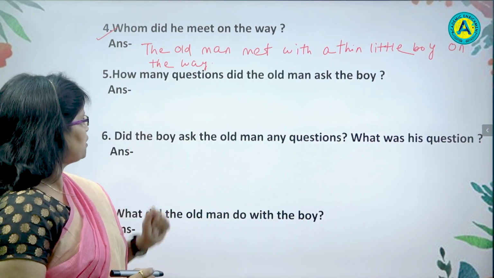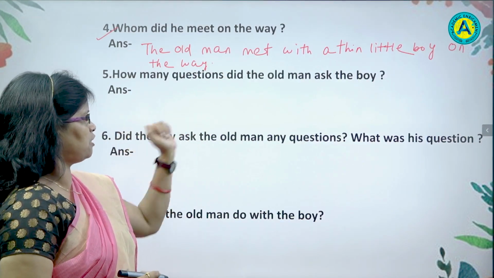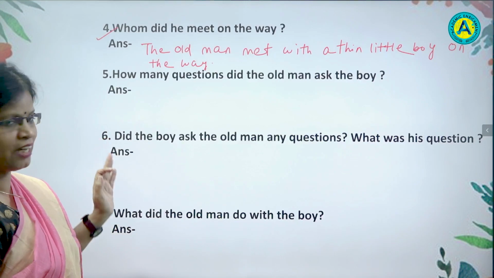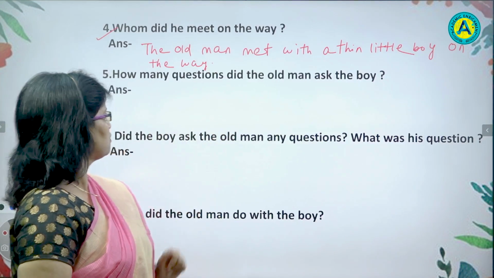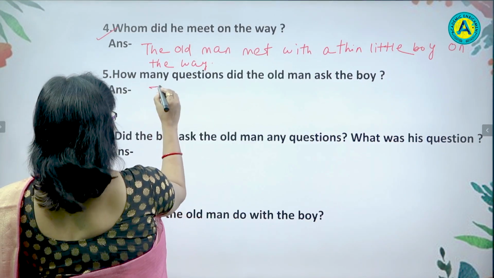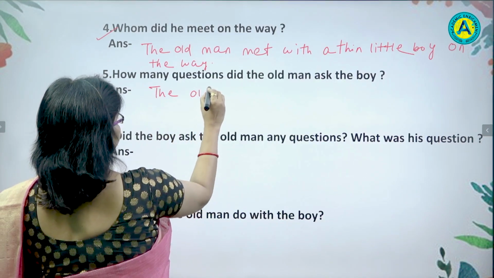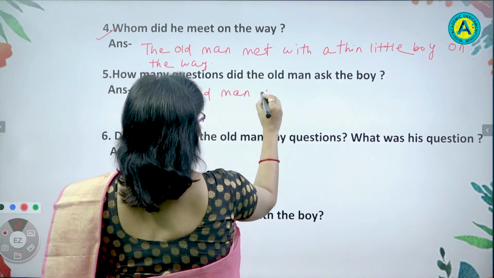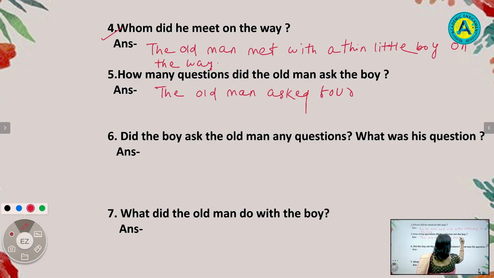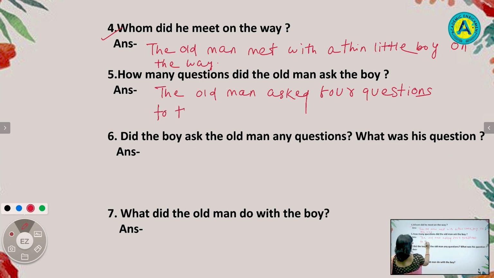So, the fifth question is, how many questions did the old man ask the boy? Yes, 4 questions. So, the answer is, the old man asked 4 questions to the boy. Now, let's write it. The old man asked 4 questions to the boy.